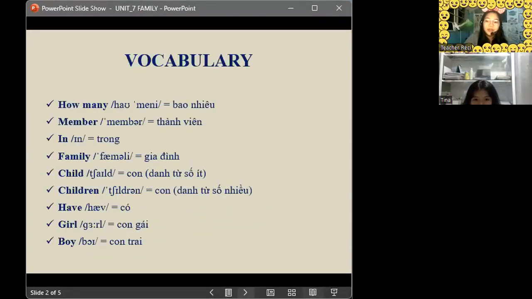So here we have the vocabulary. In this part, we're gonna learn some vocabulary: how many, member, in, family, child, children, have, girl, and boy. All right, so those are the vocabulary that you should know tonight. We use those vocabulary in order for us to communicate or to complete the sentence that we are creating. Like, for example, when we are talking to someone, we can use those vocabulary.